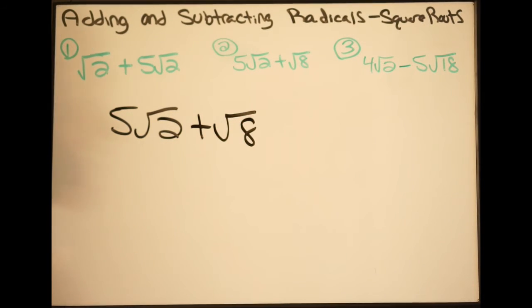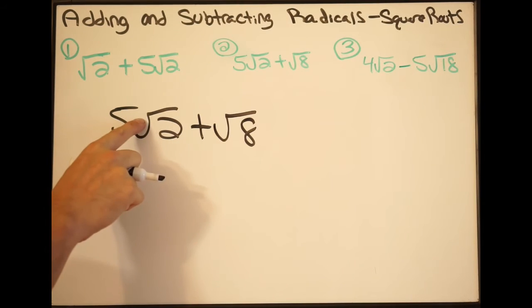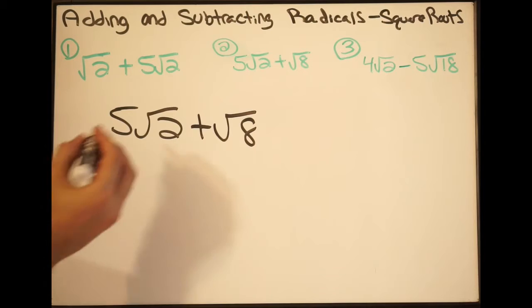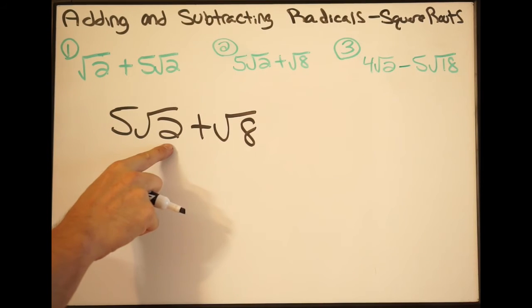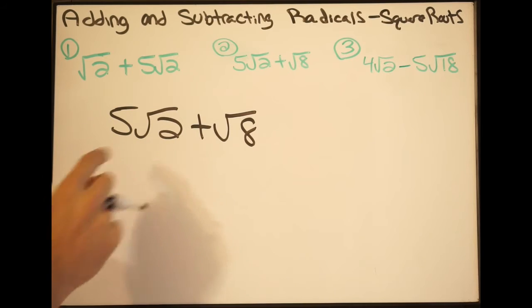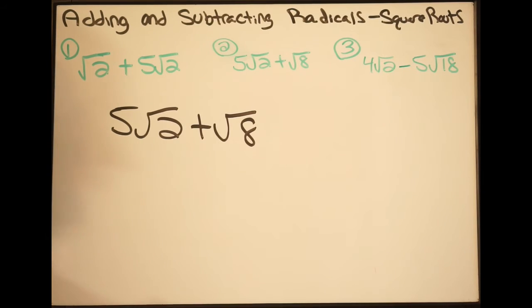So we want to go through our 2 rules. Rule 1, does it have the same index? And yes, it does. They're both square roots, so they have an index of 2. But if we look at our radicand, the part underneath the radical, they're not the same. So we can't add these yet.